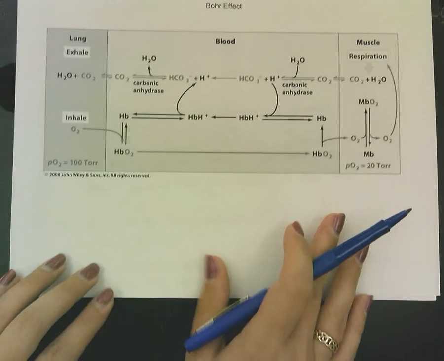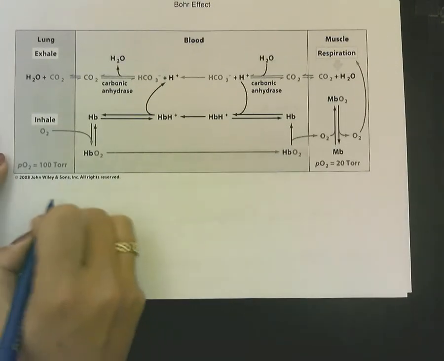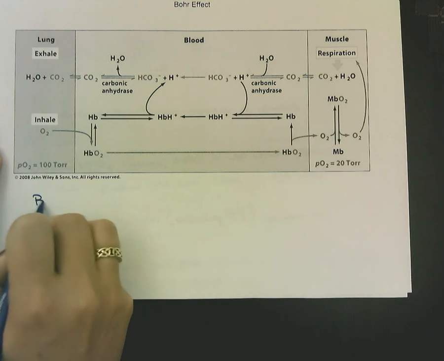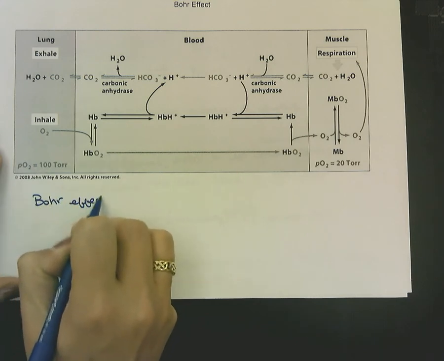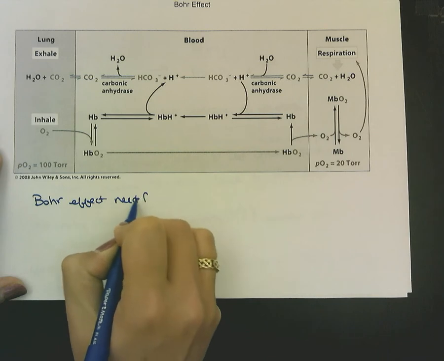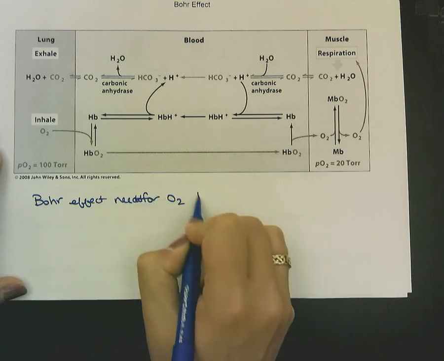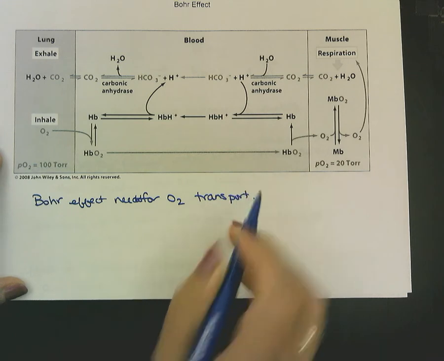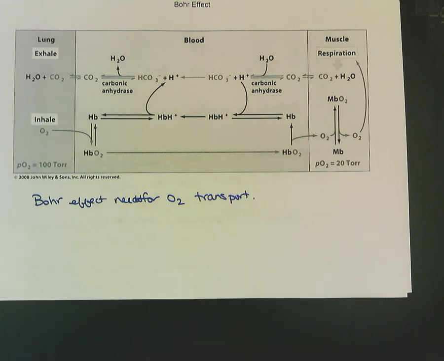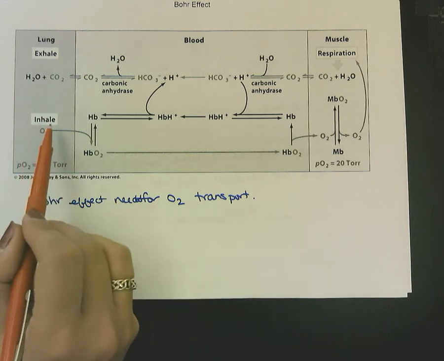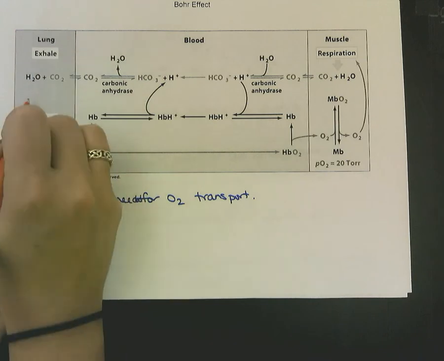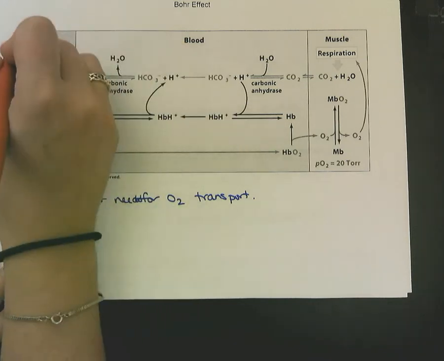All right, so just some reminders down here before we get started. Okay, so the Bohr effect is needed for oxygen transportation. That is how our oxygen gets from your lungs out to your muscles. So here in your lungs, we're going to start on the inhale part of it. So the lungs is where hemoglobin is going to be red.